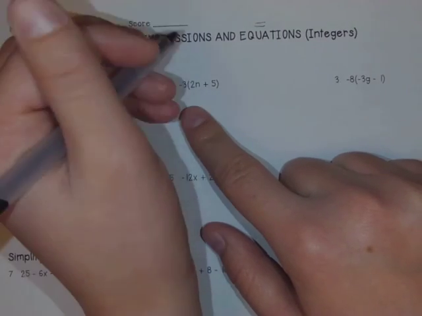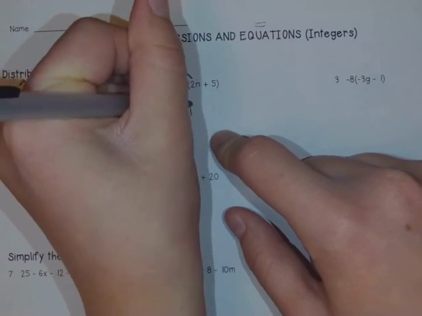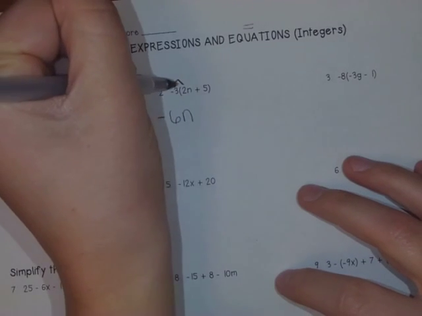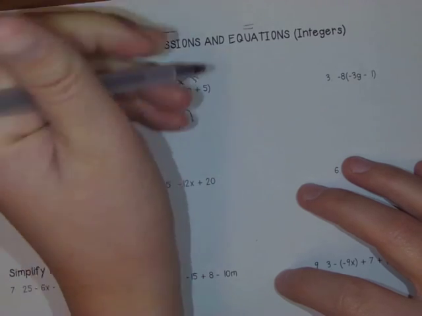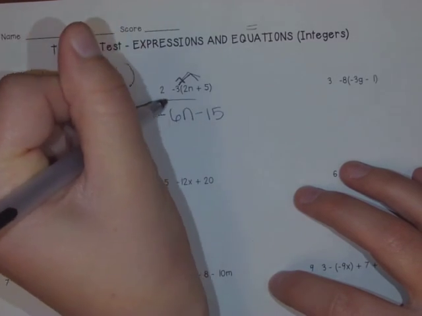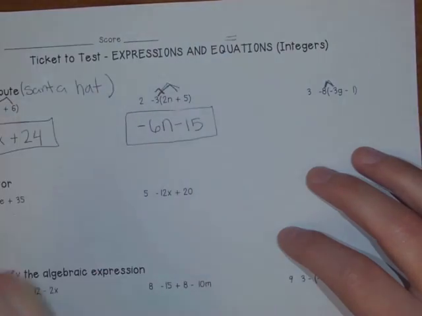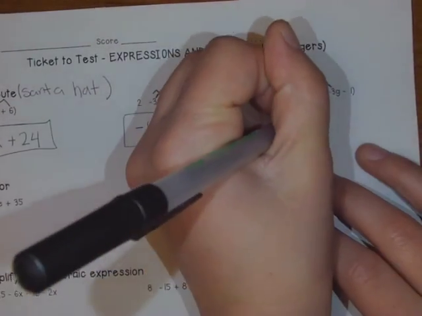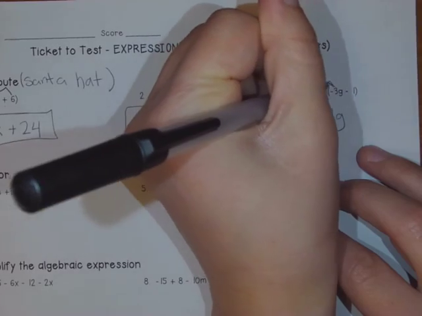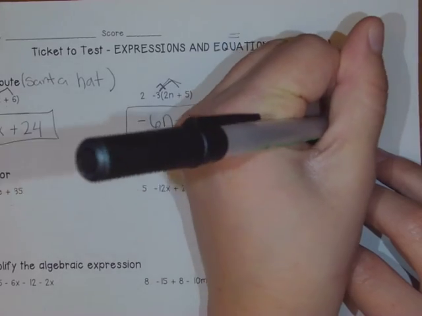Now we have a -3 times 2, which is a -6, and then add your variable. You add your variable after. -3 times a positive 5 gives you a -15. -8 times a -3 gives you a positive 24. Add your variable. -8 times -1 gives you a positive 8.